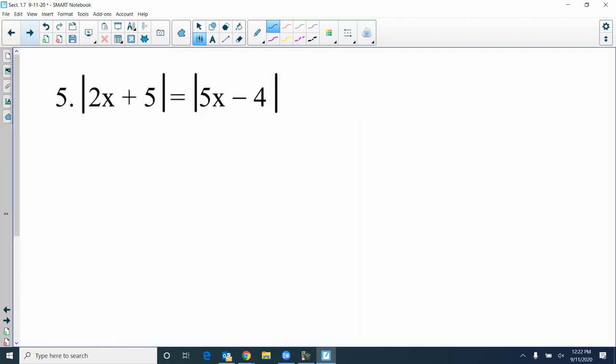All right, that fifth one. We're going to two absolute values, not just one. So we get the absolute value of 2x plus 5 equals the absolute value of 5x plus 4. We still want to use the same idea to break it into two cases. First case, just set them equal to each other.